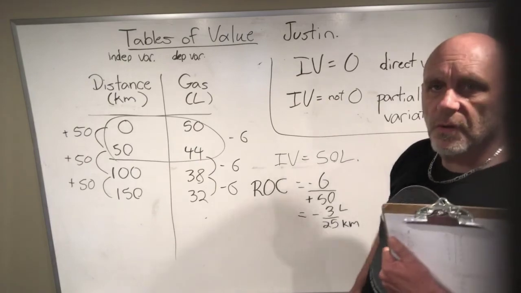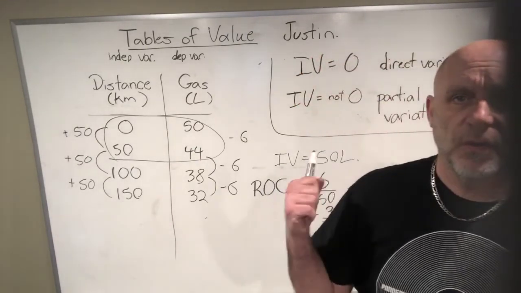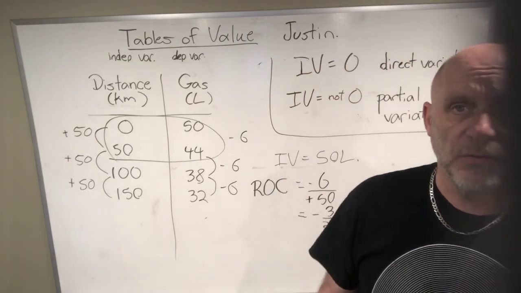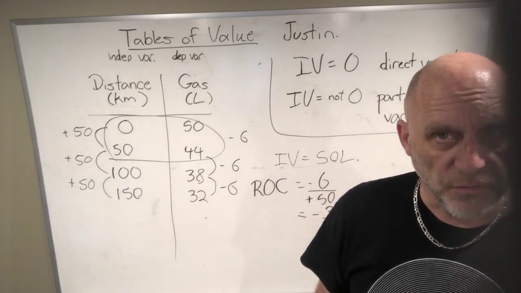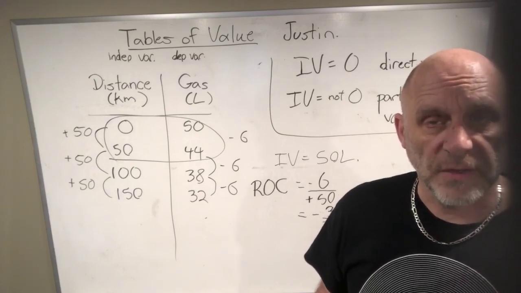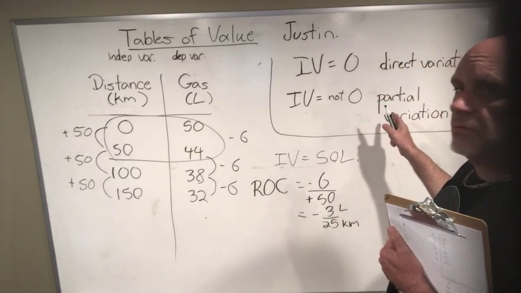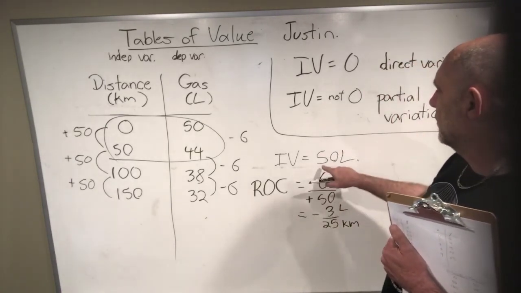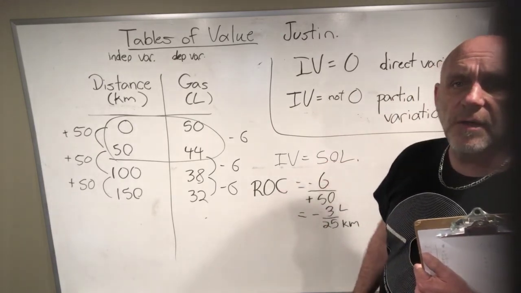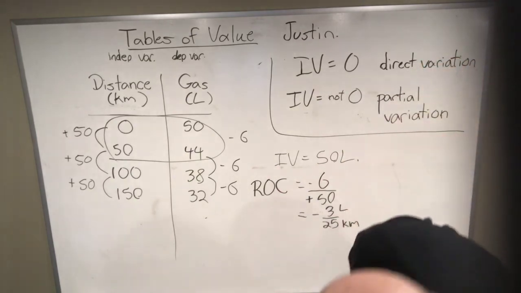Okay? Now, is this direct variation or partial variation? What's the initial value? It's 50. If it's 0, it's direct. If it's not, it's partial. So this is partial variation. IV is 50. Rate of change, negative 3 over 25 liters per kilometer. Okay? So easy. No big deal.